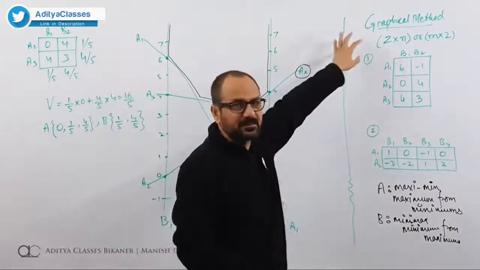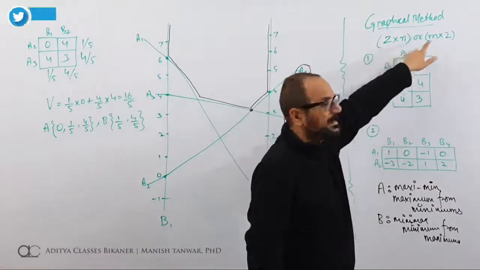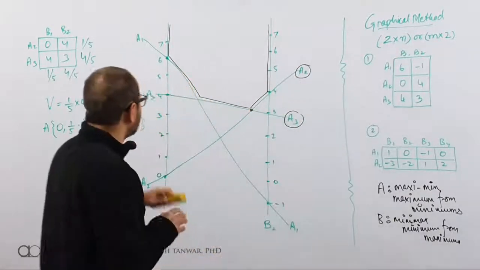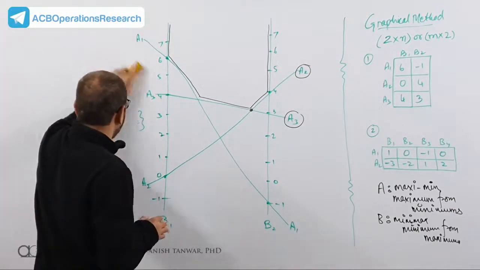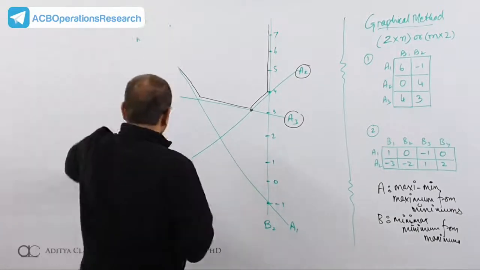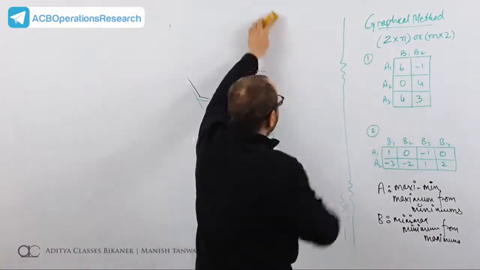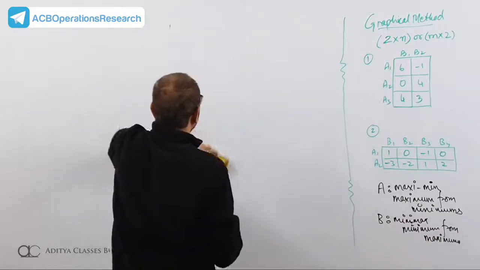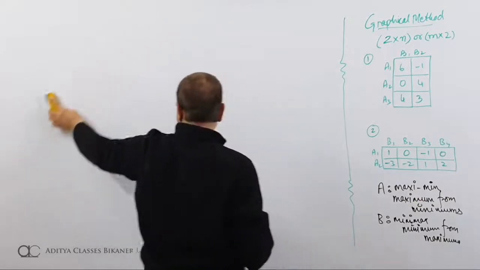Graphical method and method of subgames. These are the two methods that are used to solve games of size 2 by n and m by 2. Now how do we get size of 2 by n or m by 2? We get a size of 2 by n or m by 2 either by reduction. That reduction could be through pure dominance or average dominance. So if your game reduces to a size of 2 by n or m by 2, then you can go ahead and solve it using either of these two techniques, method of subgames and graphical method.